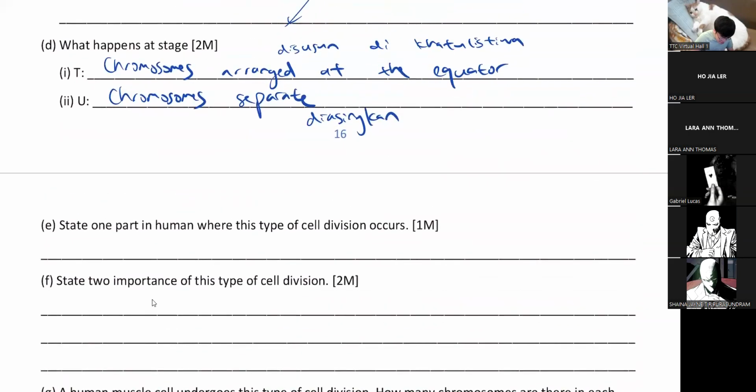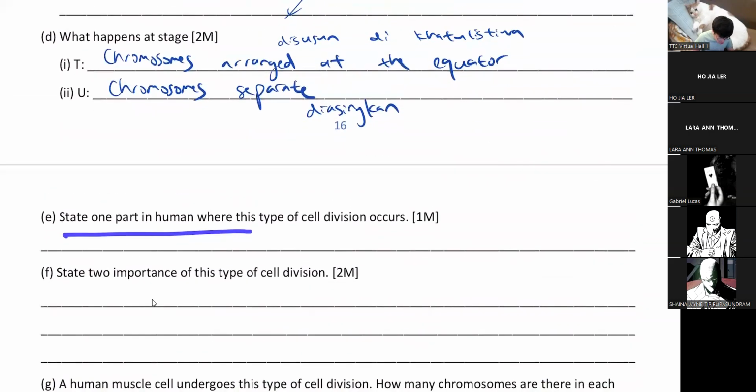All right, so E: state one part in human where this type of cell division occurs. So where does mitosis occur? Mitosis will happen in your somatic cell. What is a somatic cell? Every cell in your body is a somatic cell besides one place. For guys, that's your testicle. For girls, that's your ovary. These 2 places, their job is to make sperm and ovum, so they don't do mitosis, they will do meiosis instead.